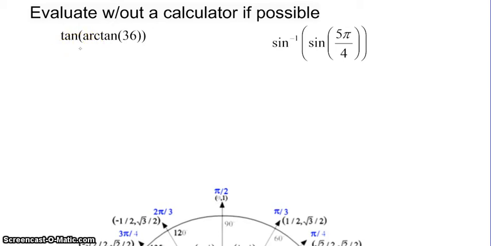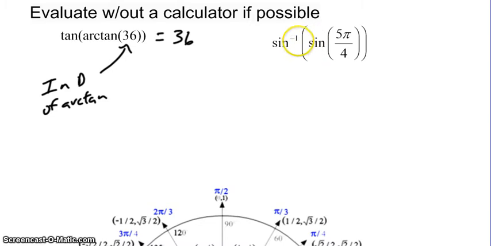So in this first one we have arctan on the inside, so we have to evaluate this one first. So we have to think about whether or not 36 is in the domain of arctan. And the domain of arctan is all real numbers, therefore the answer to this is yes. So when we take tan of the arctan of 36, it would simply be 36.